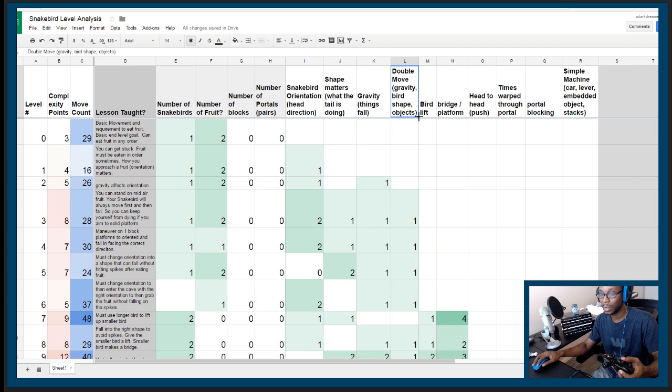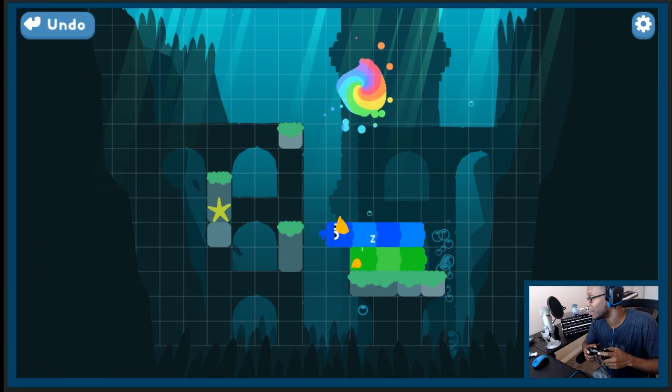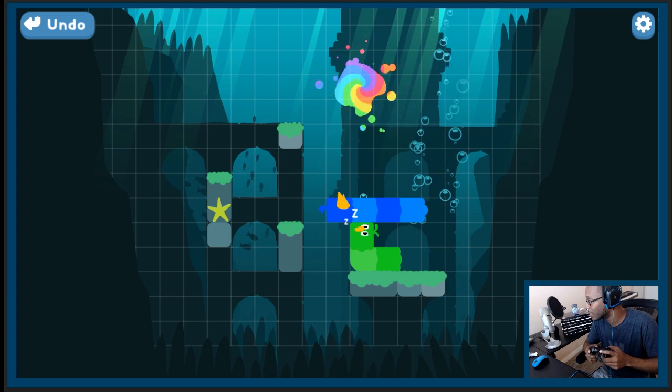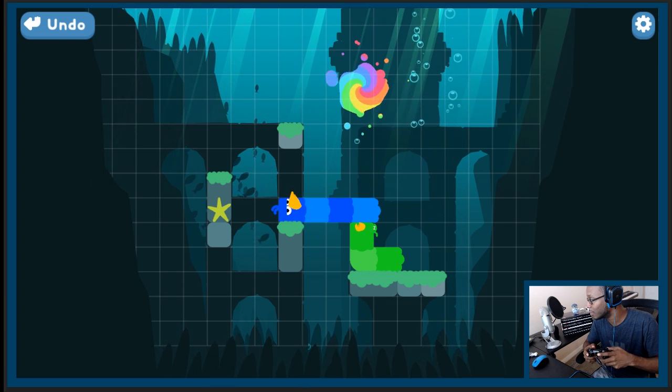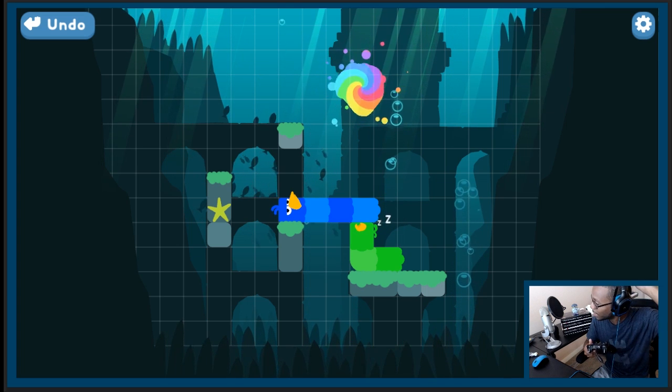We talked about gravity, we talked about the double move. Bird lift, I'll show you some examples of that. We can just go to the first level that does it, which is 7. So this is the first level where you have to do a bird lift, and it's the first level in the game that you have more than one bird. So clearly, lift up bird, move bird over, that's a bird lift. And you lift other objects in this game, but that's the basic idea.